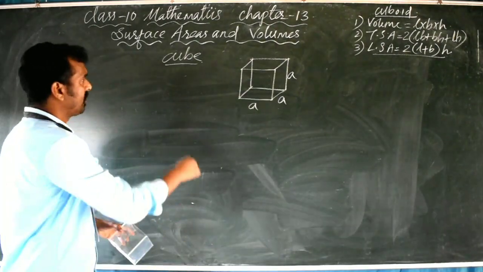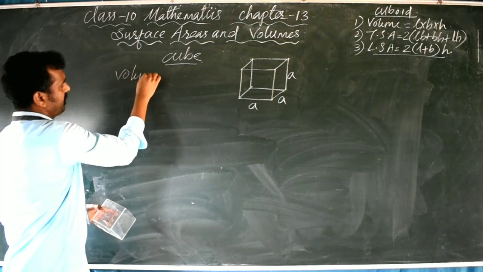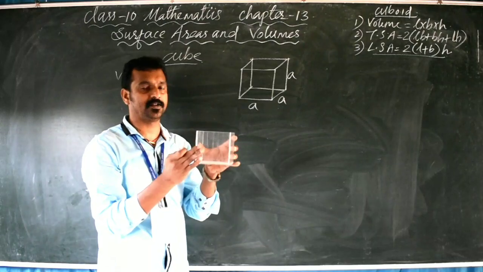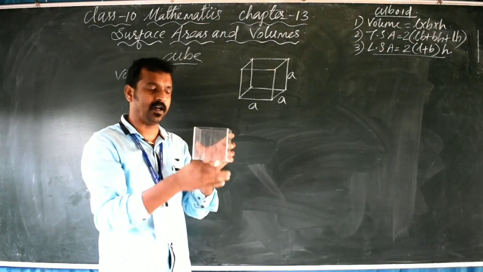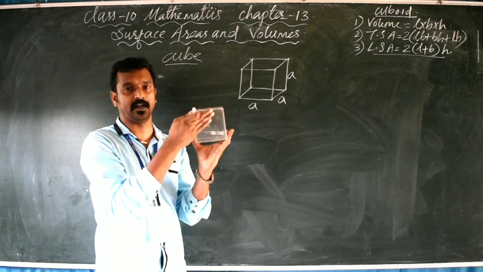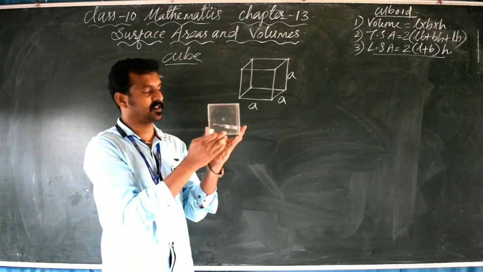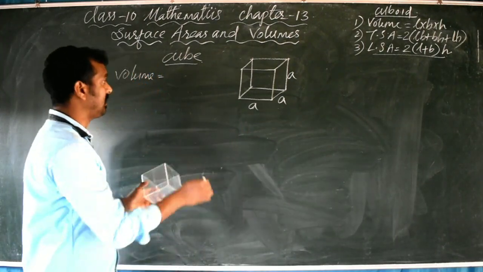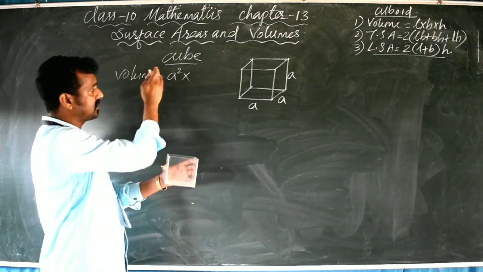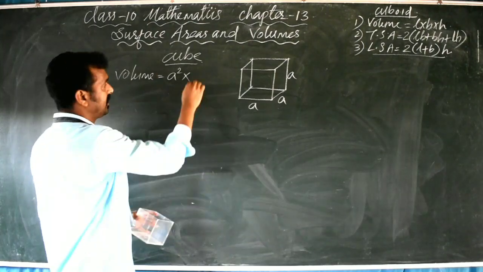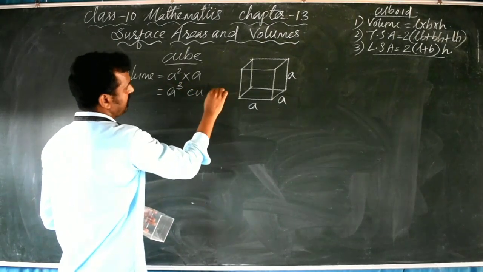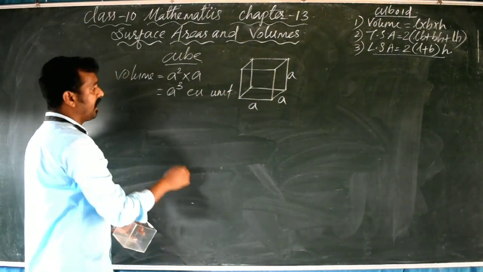So what is the formula for finding the volume of a cube? Volume of any solid figure, I told that its formula is base area into height. What is this base area? It is in the form of a square. So area of a square, what is the formula? The side squared, its side is A into A, that is A square, into height. What is the height? Base area into height. Base area is A square, height is A. So it will come A square into A, A cube, cubic unit. Now total surface area.